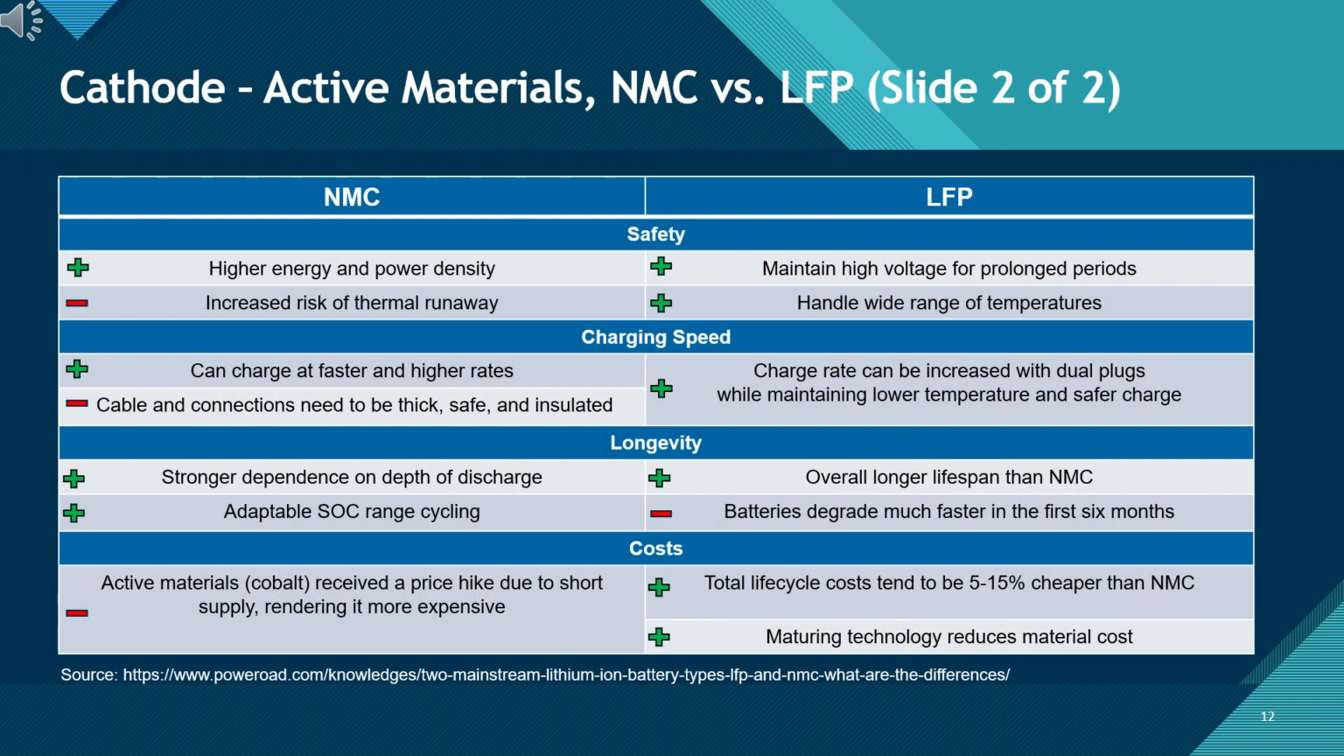Slide 2 of 2 for active materials of cathode, NMC versus LFP. Here, we have a detailed breakdown of the technical trade-offs between these two dominant chemistries. I want to zoom in on two practical factors: cost and longevity. Look at the bottom row regarding costs. You will see that LFP is generally 5 to 15% cheaper over its life cycle. The main reason is raw materials. NMC relies on cobalt, which is expensive and often in short supply, whereas LFP uses abundant iron and phosphate.